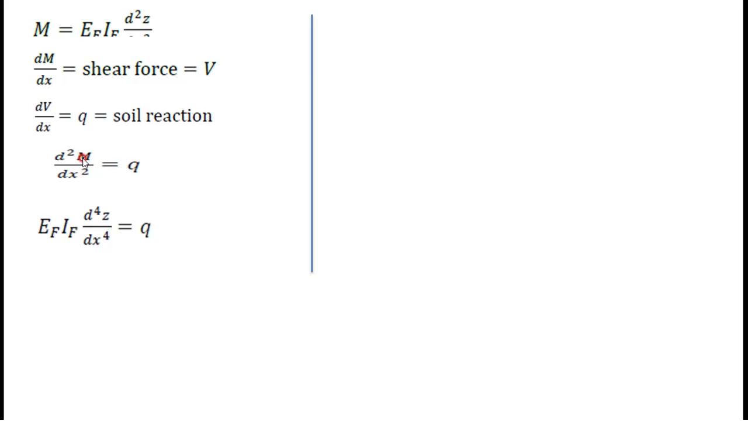Q, sorry, here M is there, no? M means this entire thing. The entire thing I will substitute in the place of M. EI is constant which comes outside. Then you will get EI d⁴z/dx⁴ equal to Q.